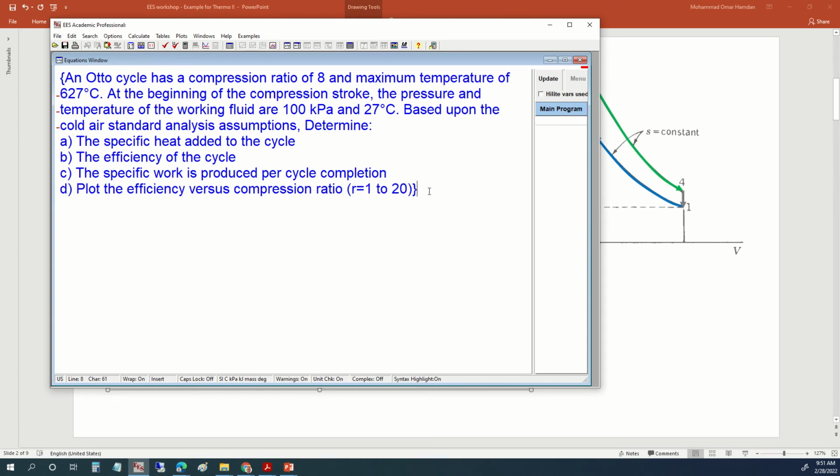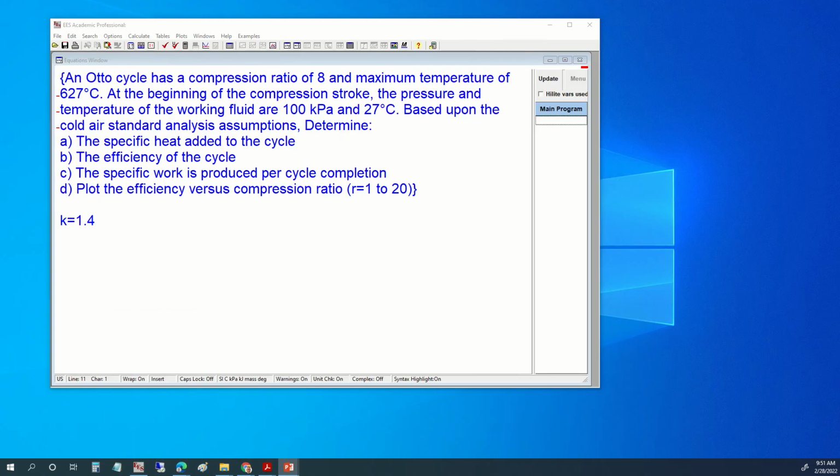Now to analyze the Otto cycle, we know that there are 4 main points. So we need to write these points as temperatures and analyze them. First thing we need to add is the constant K equal 1.4, which is the specific heat ratio. Another thing that we would like to add is the compression ratio, which is R equal 8. So now I defined 2 parameters, and next I'm gonna start adding point by point.